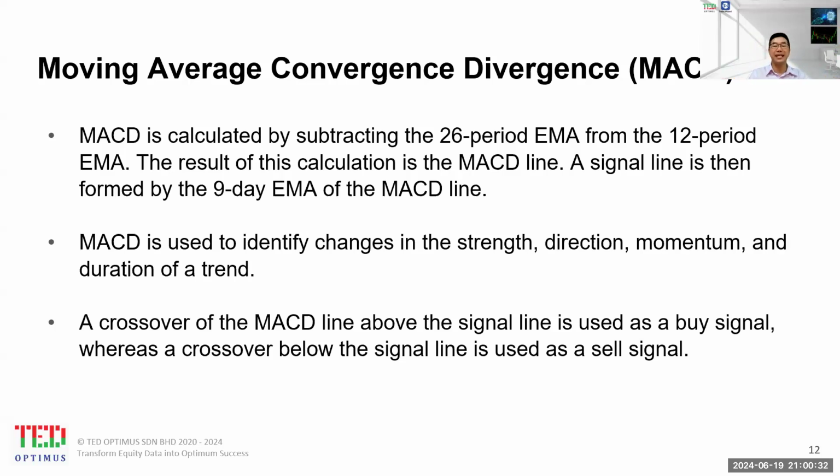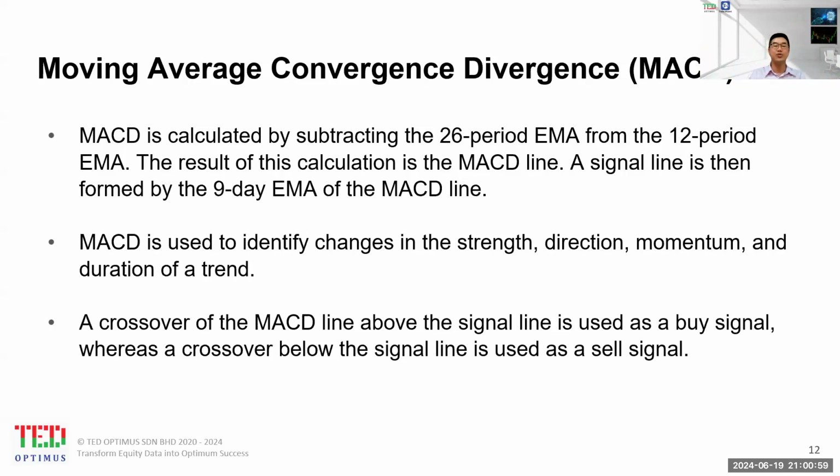And this one uses the 26 period and then the 12 period EMA. Then after you subtract, you will use another 9 period to do what? To average it out. So 26 minus 12, there is one value. After you get this one value for 9 different periods, you just do an average also. So this is how you do it.